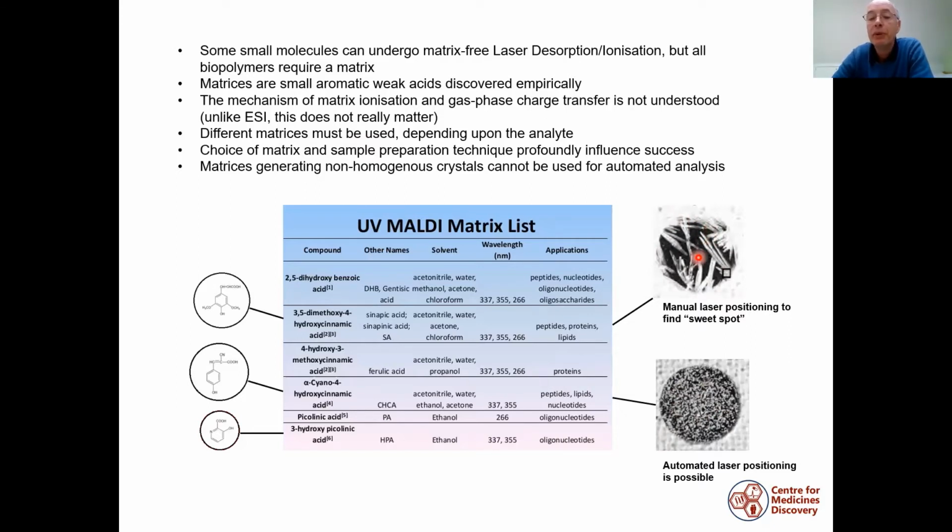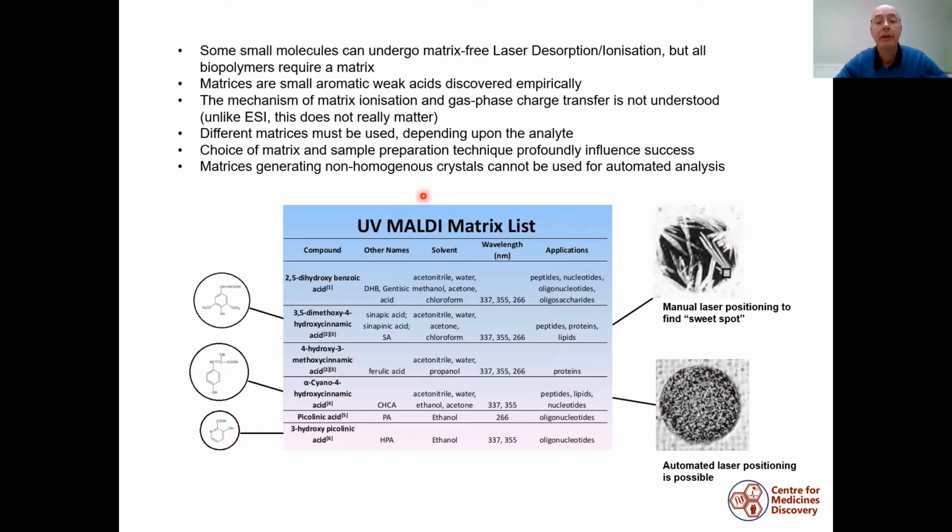And this is important because one of the advantages of MALDI is you can automate it, but you can only automate it if you have this uniform crystal. So for alpha cyano, automation is straightforward. For sinapinic acid, you cannot do this. So analyzing a large number of samples manually turns out to be quite tedious and quite unreliable.